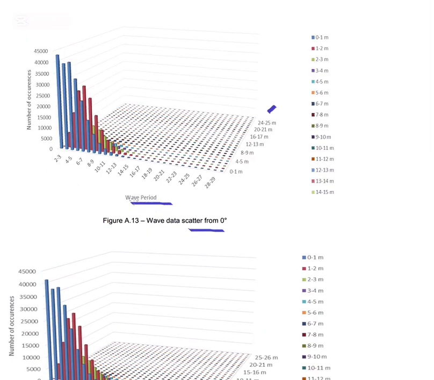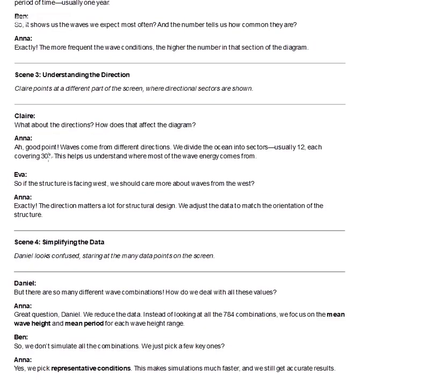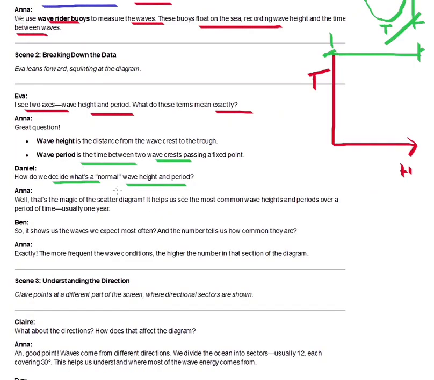How do we decide what's the normal wave height and wave period? You see here, 2 to 8 or 10 seconds and 0 to 1 meter. These are the more common. Between 2 seconds to 10 seconds and 1 meter to 4 meters, these are going to be the common wave heights. This is how we decide what's the normal wave height and wave period.